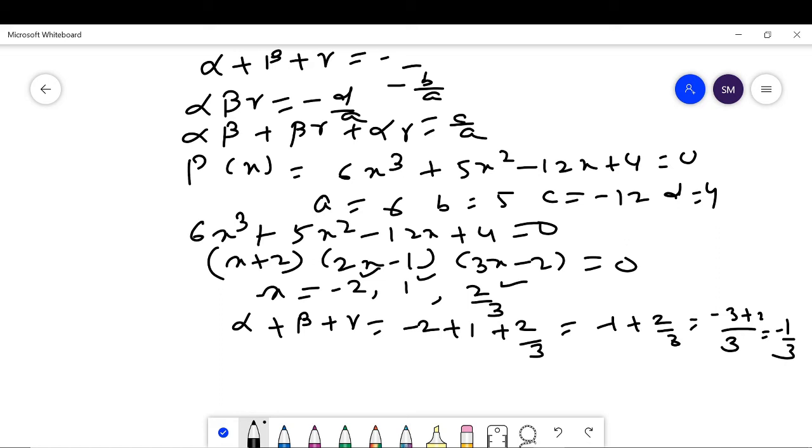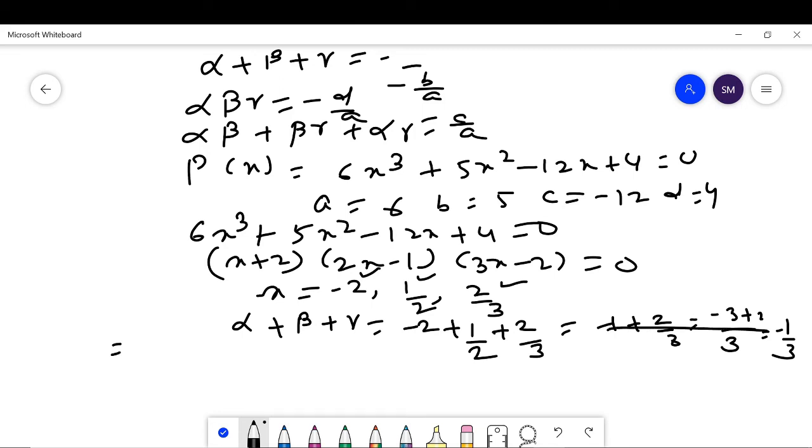Am I wrong? Look at here. This is 2 upon 3. This is 1 upon 2. Okay. Oh my god. This is beta is 1 upon 2. Sorry students. Beta is 1 upon 2. Then this is the wrong answer.